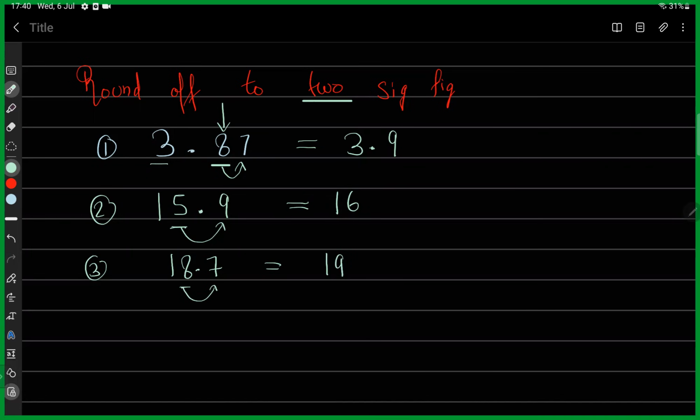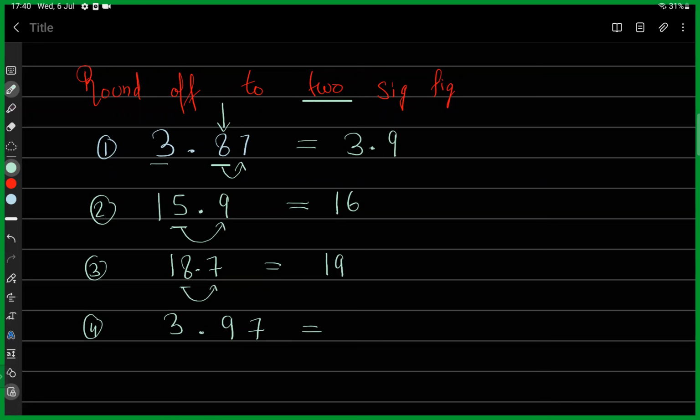Okay. Let's talk about a different example or an exception here. Let's say you have 3.97. Now tell me. 3.97 is your number and you need to round it off to two significant figures. What do you think about it?